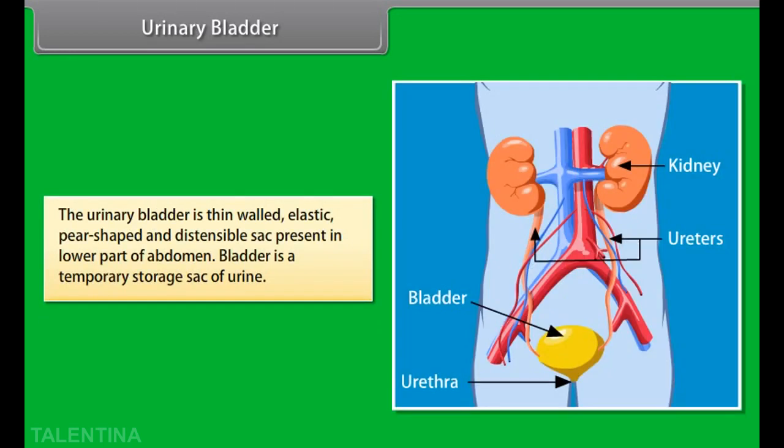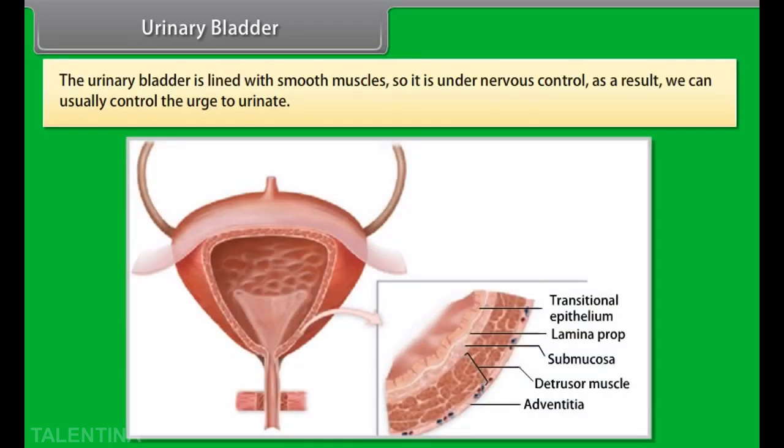Urinary bladder. The urinary bladder is a thin-walled, elastic, pear-shaped and distensible sac present in the lower part of the abdomen. The bladder is a temporary storage sac of urine. The urinary bladder is lined with smooth muscles, so it is under nervous control. As a result, we can usually control the urge to urinate.